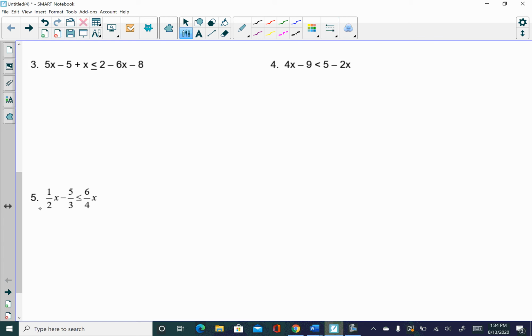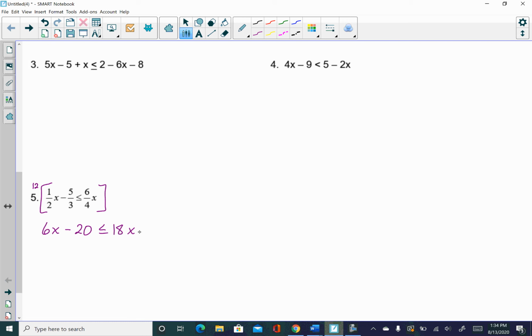All right, so pick out my common denominator, a number that 2, 3, and 4 will all go into. Hopefully you agree with 12. 12 divided by 2 is 6. 6 times 1, 6x, minus 12 divided by 3 is 4. 4 times 5. 12 divided by 4 is 3. 3 times 6.